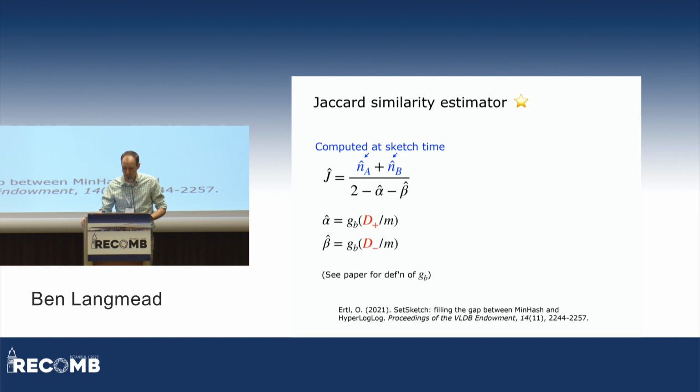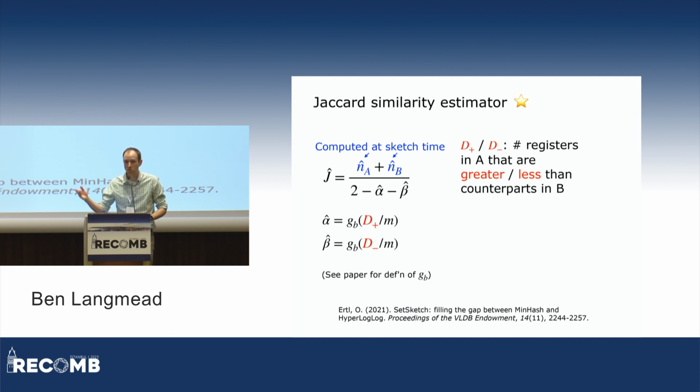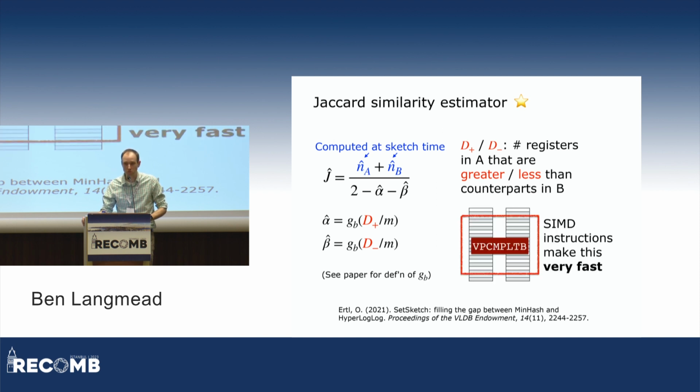D plus and D minus are just counts of the number of registers in A that are greater than or less than, for plus or minus, their counterparts in B, right? So this is the only joint statistic that has to be computed across the two sketches for the Jaccard estimator, which is amazing because this is very easy to compute. You can do it with, for example, vector instructions, right? So you can use SIMD instructions from the Intel instruction set and do chunks of these at a time, possibly even like 64 of these at a time.